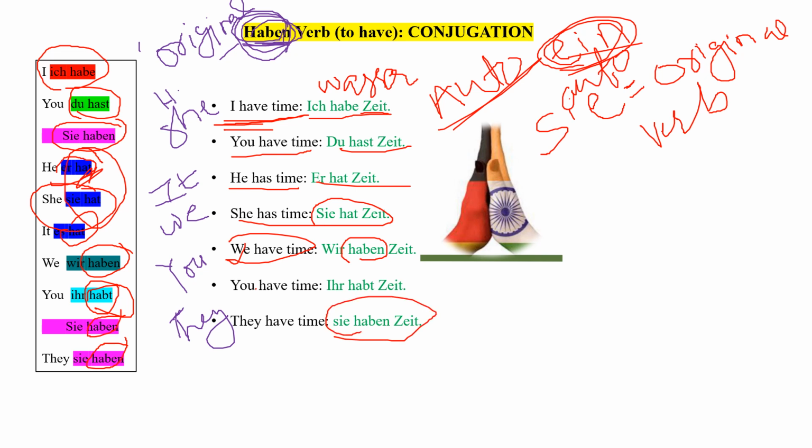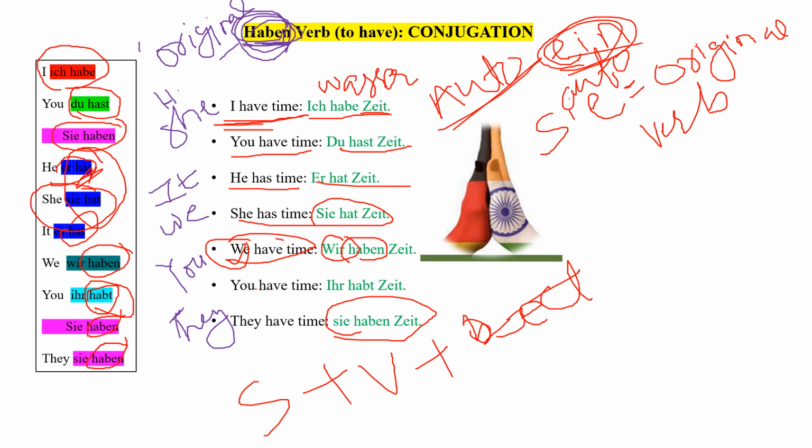Now, one thing did you observe? Again, subject plus verb plus object. Here the object is right. So this is the structure. Suppose we have time. We is the subject here, have is the verb, so haben is the verb. Zeit is the object here. So this is all about the conjugation of the haben verb, right?